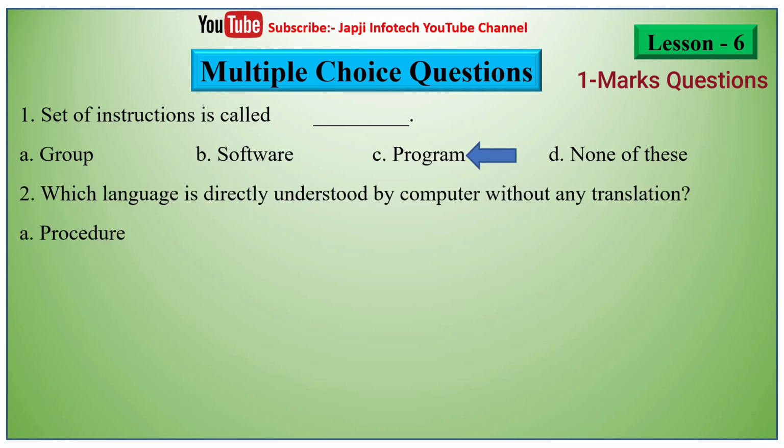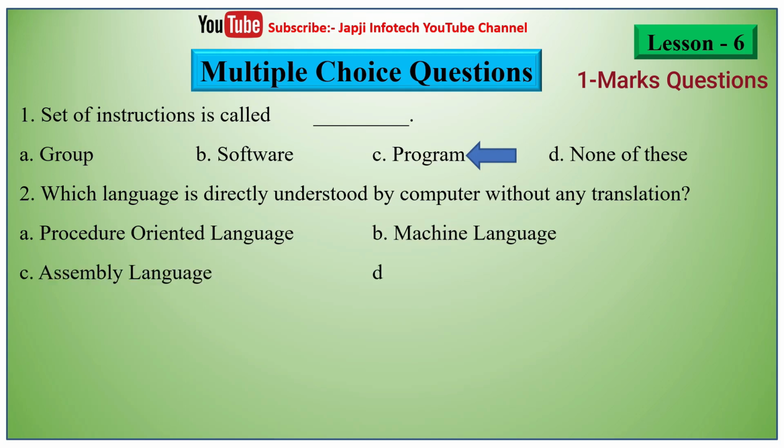And the second one is, which language is directly understood by computer without any translation? And their options are procedural oriented language, machine language, assembly language, and the last one is high level language. And the right answer is, machine language is directly understood by computer without any translation.